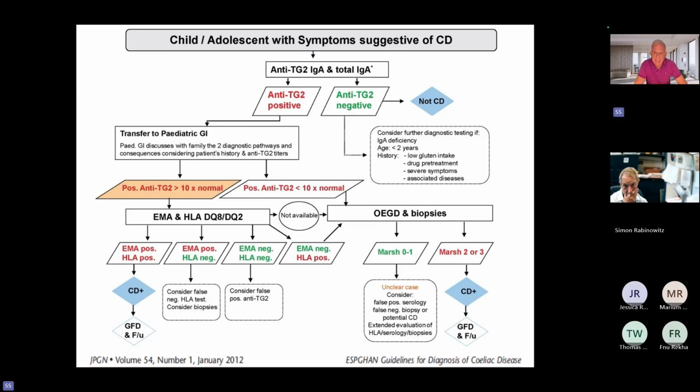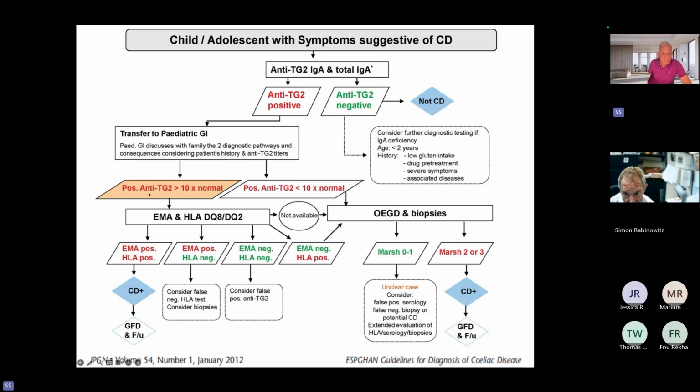They had an anti-transglutaminase IgA and a total IgA. Let's look to the right. Anti-transglutaminase negative, not celiac disease. Consider further diagnosing if they're IgA deficient. Okay? All right. Let's put that away. Now let's look at the anti-transglutaminase positive. All right? The pediatric gastroenterologist discusses with the family 2 diagnostic pathways and consequences.